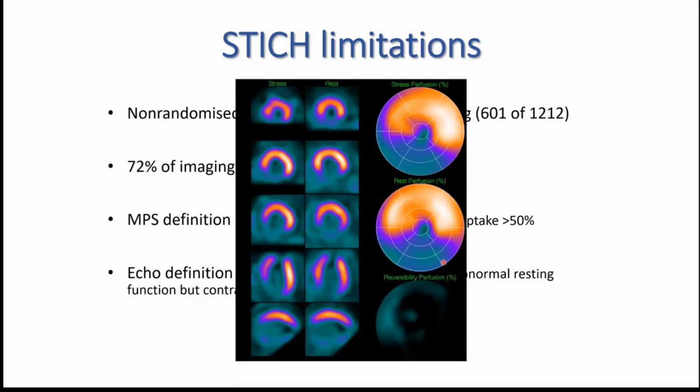But what is there to benefit from revascularization? Actually, there's a tiny inducible perfusion abnormality in this apical anterior wall, but there's precious little to benefit from viability. So I would set aside entirely the deductions from the STICH trial to do with viability, because their definition was nothing to do with hibernation.